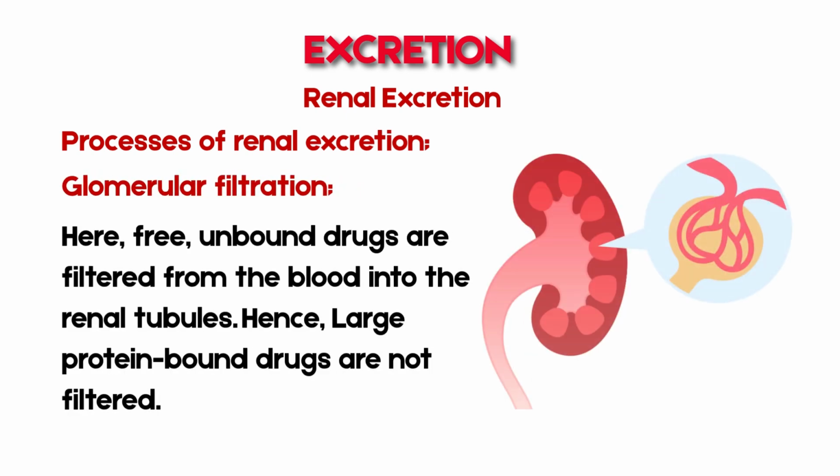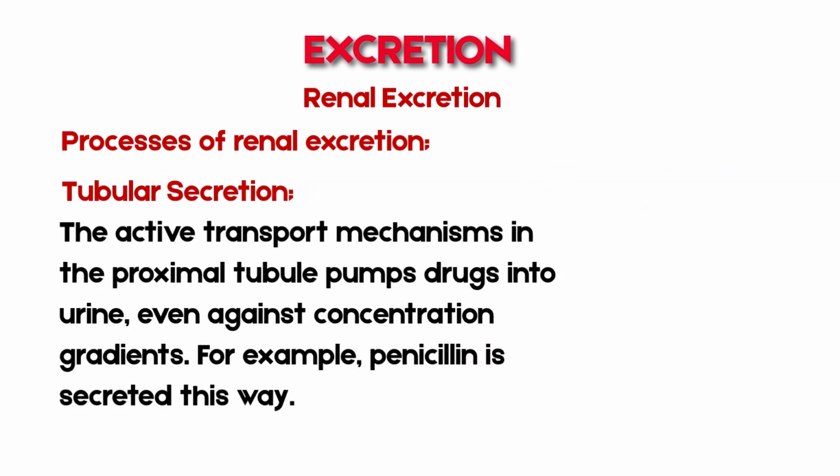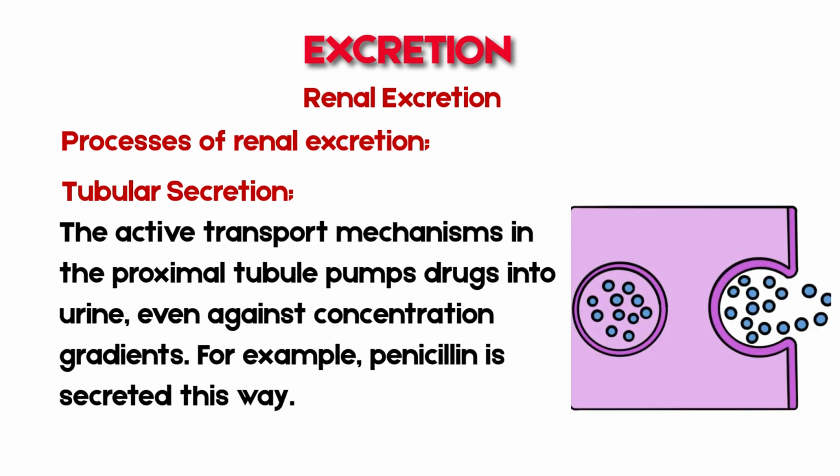Renal handling of drugs involves three main processes. 1. Glomerular filtration. Here, free, unbound drugs are filtered from the blood into the renal tubules. Hence, large protein-bound drugs are not filtered. 2. Tubular secretion. The active transport mechanisms in the proximal tubule pump drugs into urine, even against concentration gradients. For example, penicillin is secreted this way.